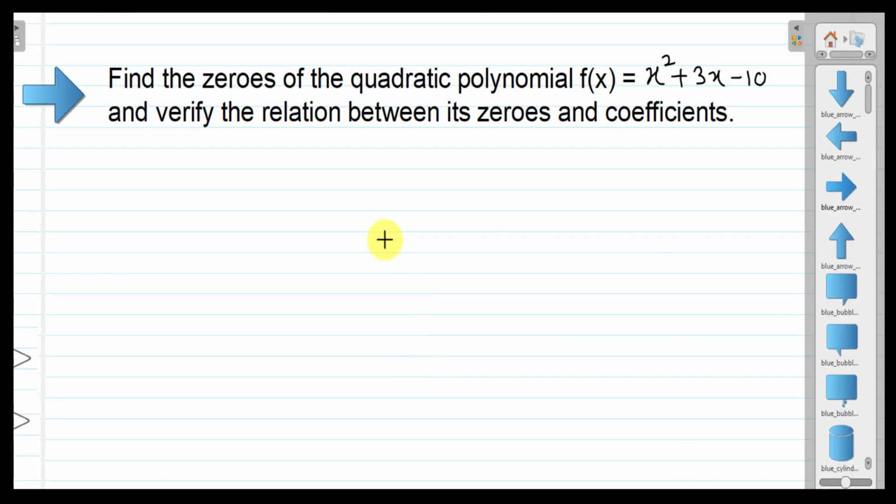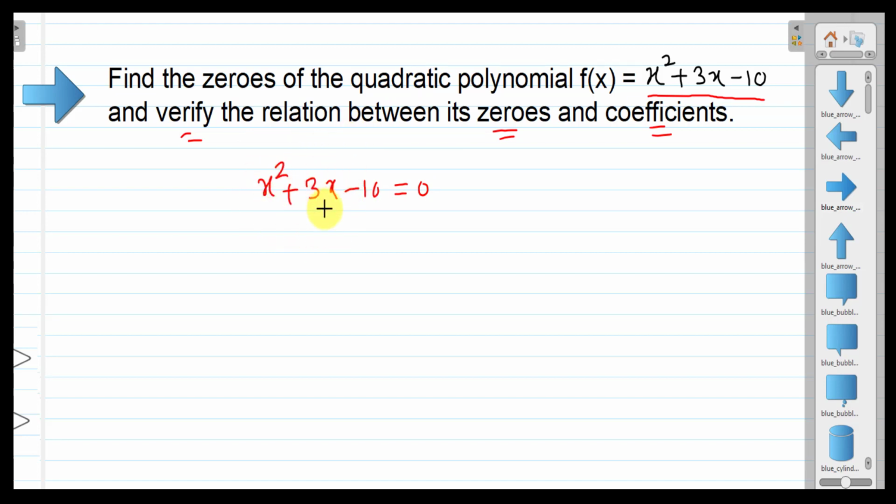Friends, here is a third question. Find the zeros of the quadratic polynomial f of x is equal to x square plus 3x minus 10 and verify the relationship between its zeros and coefficients. Here the given polynomial is x square plus 3x minus 10. We equate it to 0 because we have to find the zeros of the quadratic polynomial. It means we have to find the value of x.